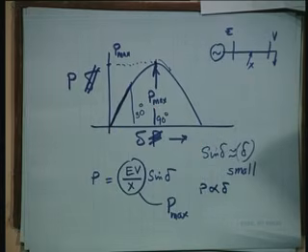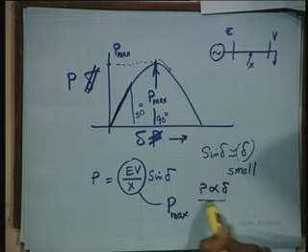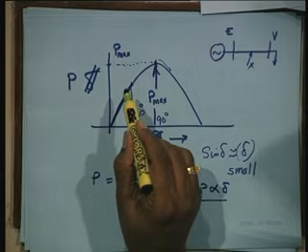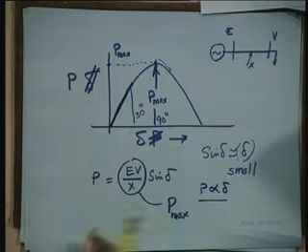I am sorry, that's not the answer. The answer is this. Why is this linear? I was trying to explain that. It is linear because P varies as delta as long as delta is small. So we operate somewhere here, at 30 degrees, and we are safe.